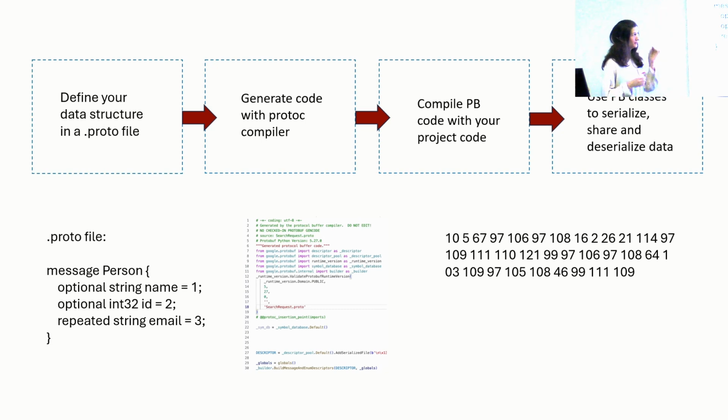How does it work? So you define your data in a proto file. So this is your data structure. It's a person, just name, ID, and mail. And then you use the Protobuf compiler, the protoc, that generates code for you, so usually a class. So we just see an example of a Python metaclass here. And then you can use that class to encode and parse your data.